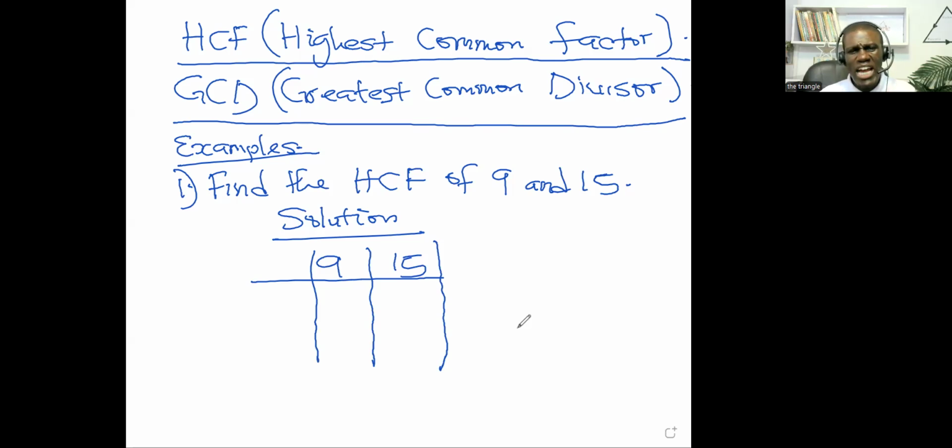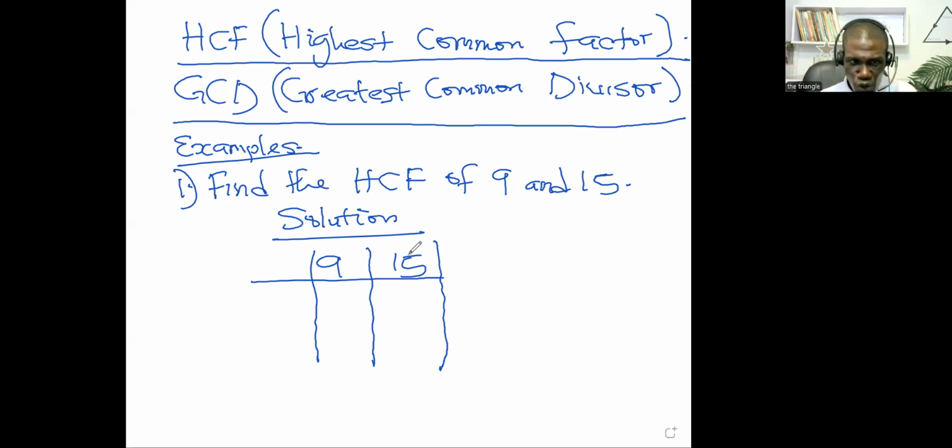So we'll start with the lowest prime, which is 2. Can 2 go into 9? 2 can go into 9, but there will be remainder. It will be 4 remainder 1. So it is out of it. Let's check. Can 2 go into 15? Yes, 2 can go into 15, but there will be remainder. It will be 7 remainder 1.